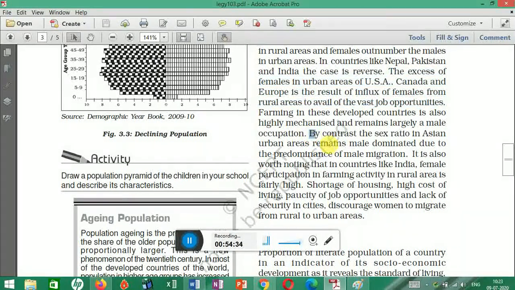By contrast, the sex ratio in Asian urban areas remains male-dominated due to predominance of male migration. That is what I explained to you earlier. Okay.